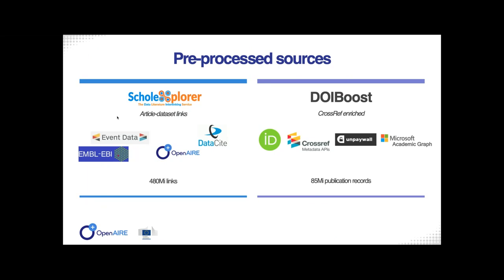So important for us is that we are collecting from 10,000 sources, but some of them we pre-aggregate, especially the largest ones. So we have two pre-processed sources which we strongly rely on. One is Scholexplorer and the other one is DOIBoost. Scholexplorer is the collection of article-dataset links that we collect from DataCite, Crossref, and EMBL-EBI. This means that we are collecting basically everything that is a trusted link between datasets and articles out there. We are collecting today overall 480 million links. Bi-directional, as I mentioned before.